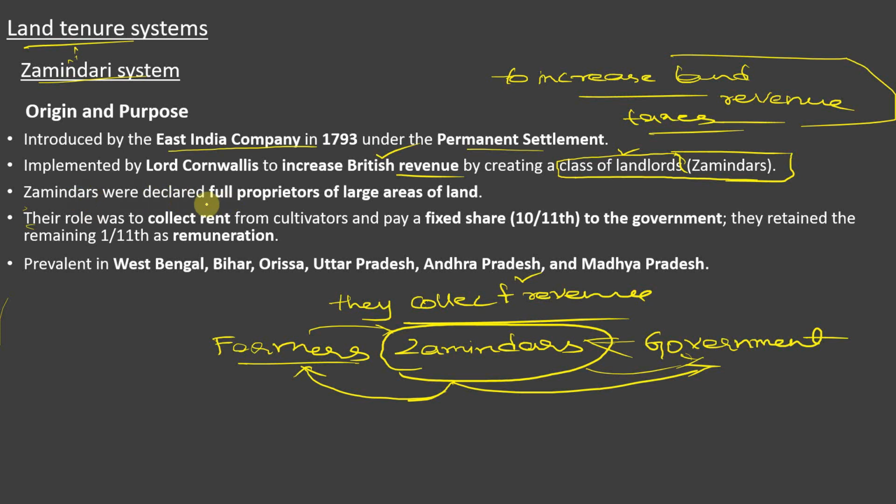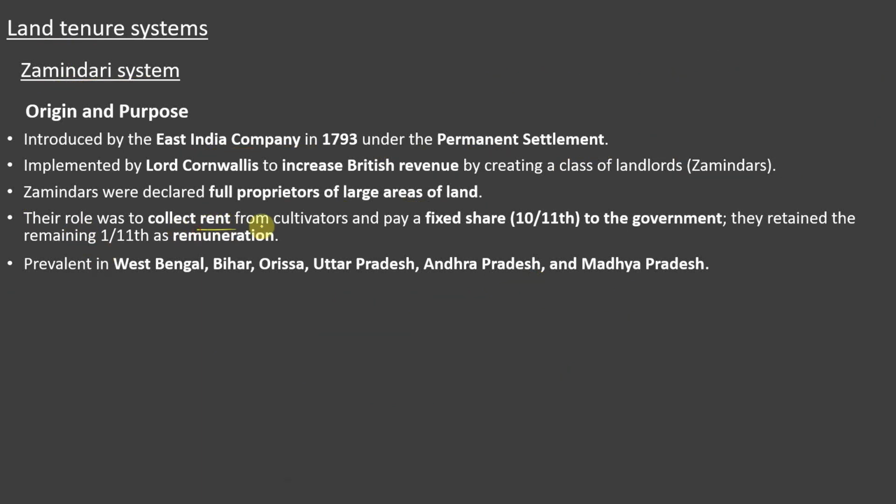Zamindars were declared full proprietors of large areas of land. The government appointed zamindars for the purpose of collecting revenue from that land. Their role was to collect rent from cultivators and pay a fixed share, 10/11th, to the government. They retained the remaining 1/11th as remuneration. So from the total, the zamindars gave 10/11th to the government, and the remaining 1/11th was taken as their remuneration.